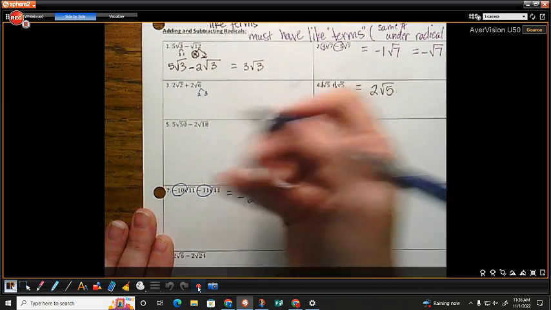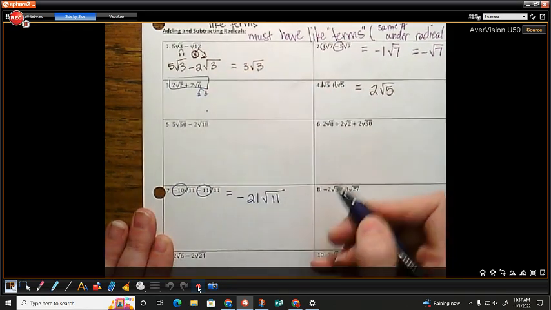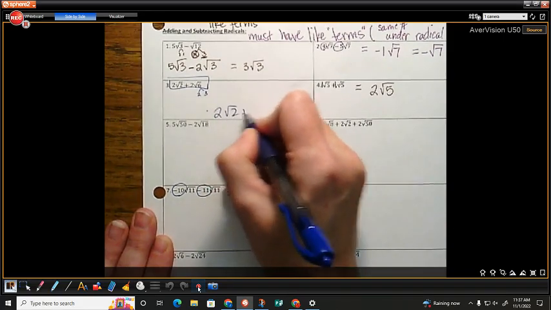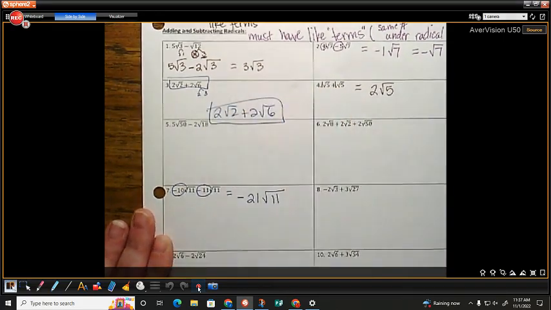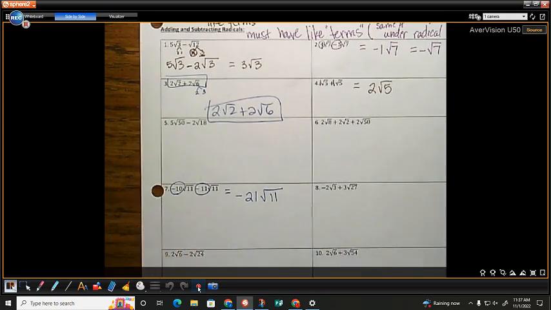So guess what your answer is? It's just... the question is the answer. It's 2 root 2 plus 2 root 6. Whatever that is, that's your answer. You cannot combine it anymore or simplify it anymore. That's crazy, I know.